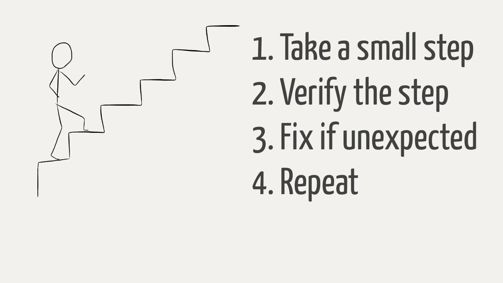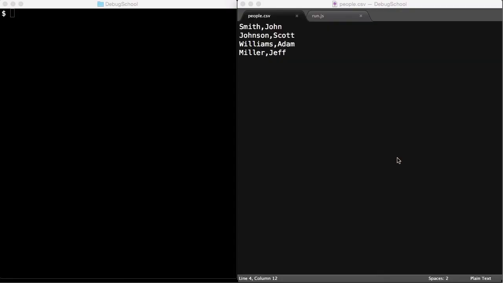Now, let me demonstrate. I have this CSV file with some people's names in it, and the task in front of me is to read in these names and sort the names by first name, and then print each name on a line, first name and then last name. I'm going to use Node.js to write this program, but please don't get hung up on the programming language that I'm using or even my coding style.